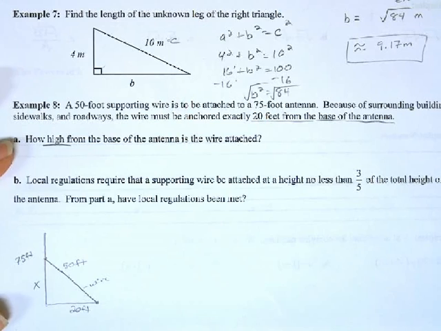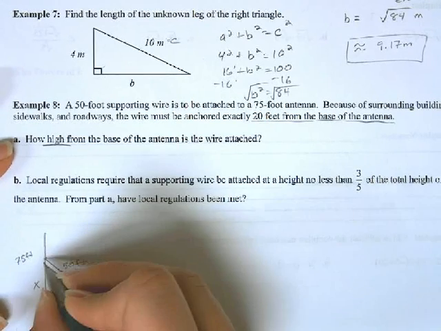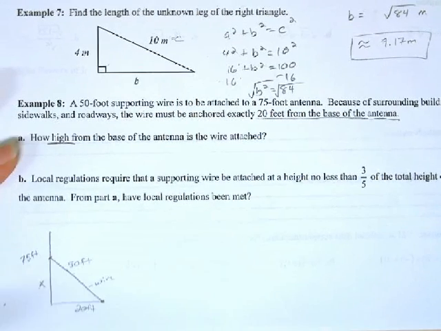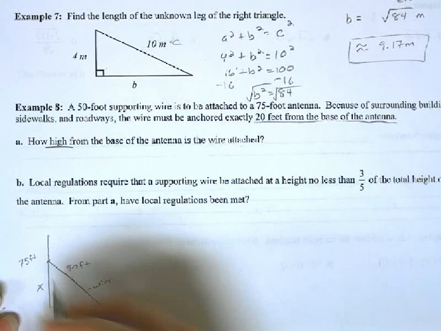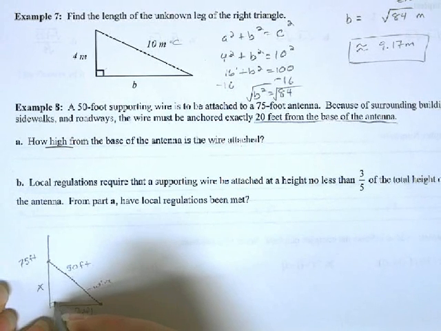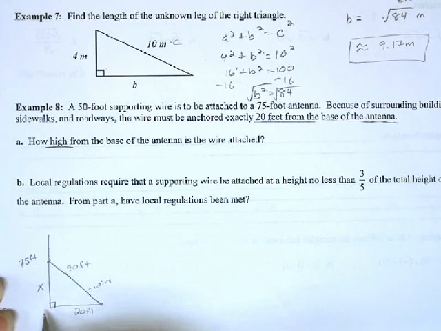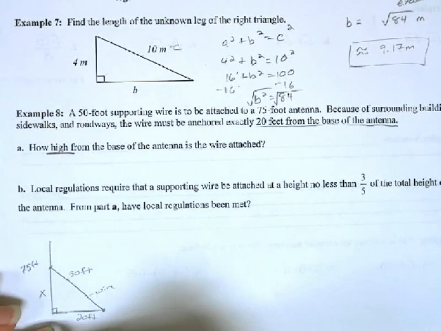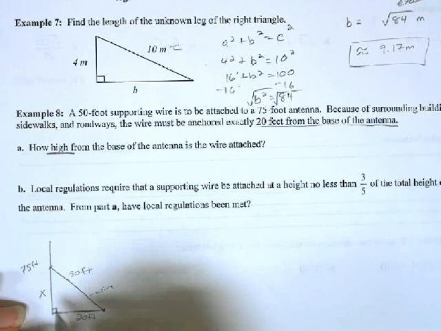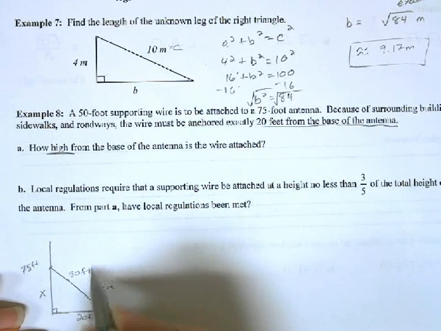Now we have to figure out from the base to where it's attached to the antenna, how high up is that. This is the Pythagorean theorem, because we're going to assume our antenna is straight up and down, at least we're hoping it is if we build correctly. And we're going to assume that the ground is flat, although that might not be true. They would put it on concrete, though, so that would be flat. So we've got a 90 degree angle, and across from the 90, that would be my hypotenuse.